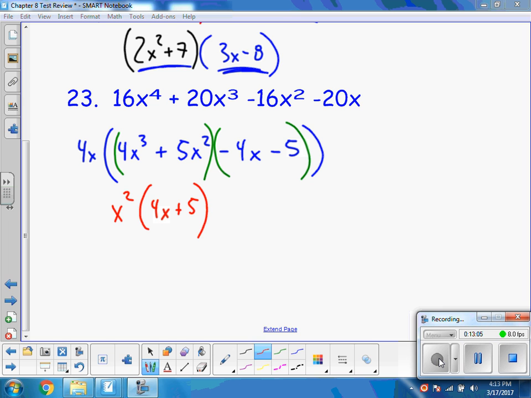And then I'm going to look at my second one here, and I have a negative 4x. So I can factor out a negative 1. And I want to do that. I'm going to be left with 4x plus 5. So I can combine these now.